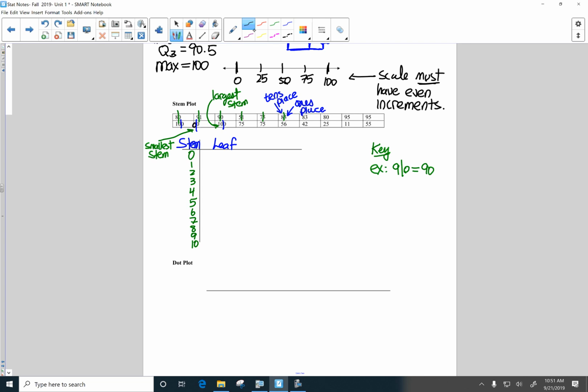Okay. So the leaves. What I'm going to do is work my way through the data set. For each stem value, there's a row, a blank row. I'm going to include the corresponding leaf value. Doesn't have to be in any particular order. So I have an 80, with a stem of 8, a leaf of 0. So in the row for 8, I'm going to put a leaf of 0.